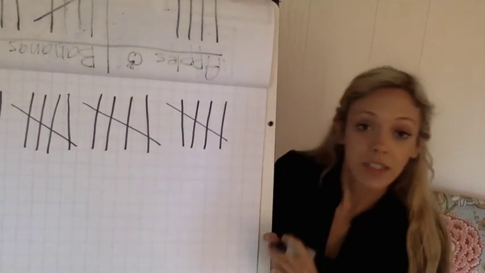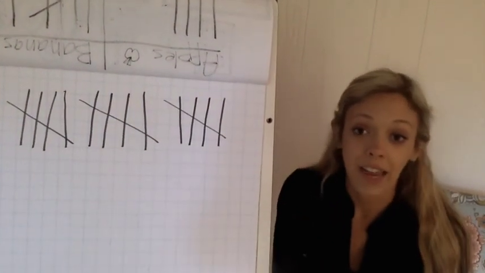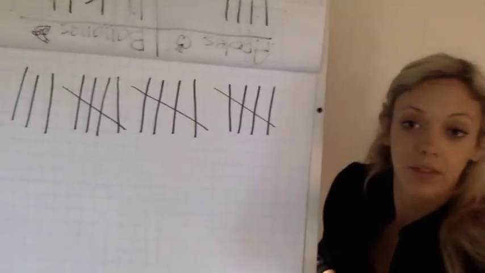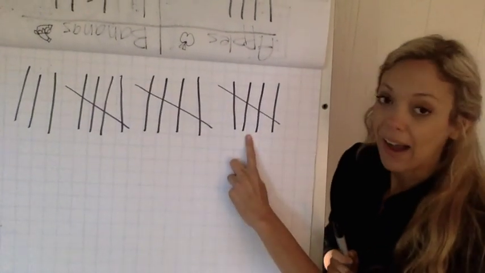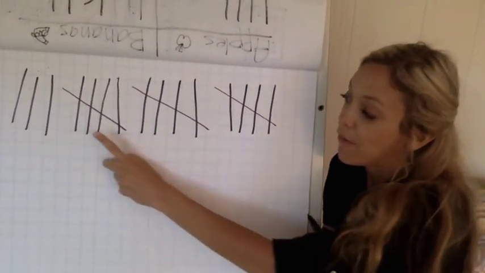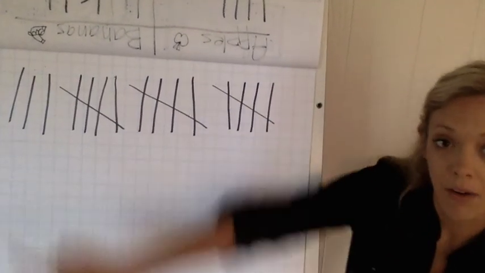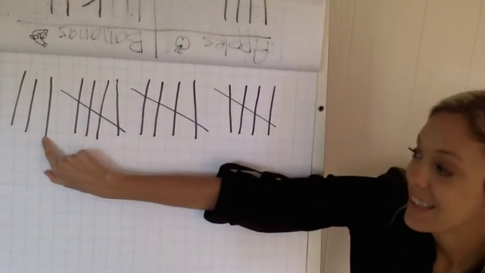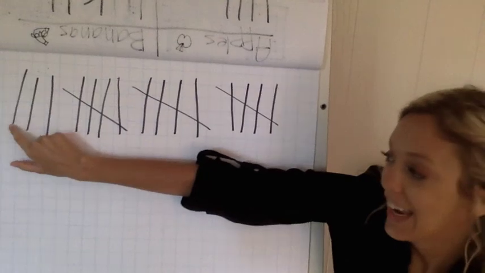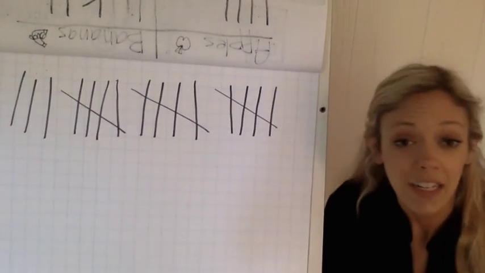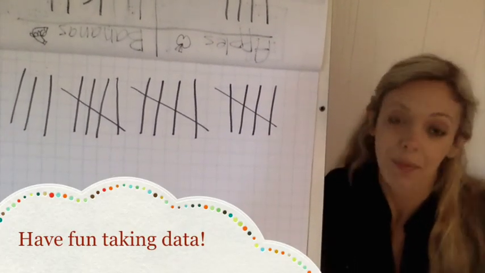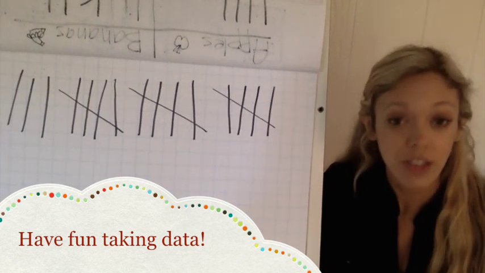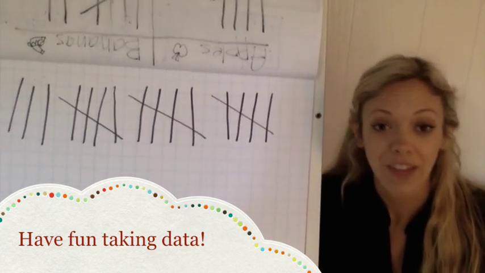Now, if I were to look at this and count, I could count by 5s. 5, 10, 15, and then I'm going to count on by 1s. 16, 17, 18. You're going to get a chance to practice using tally marks and create your own survey with whatever question that you want to come up with.